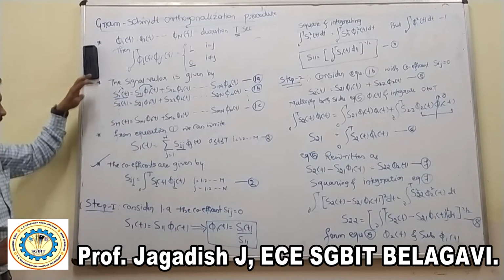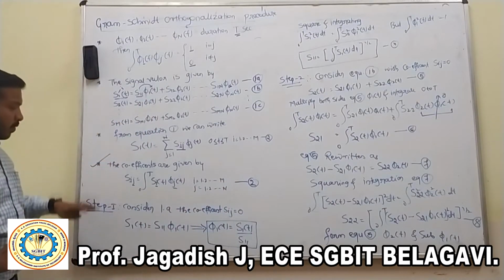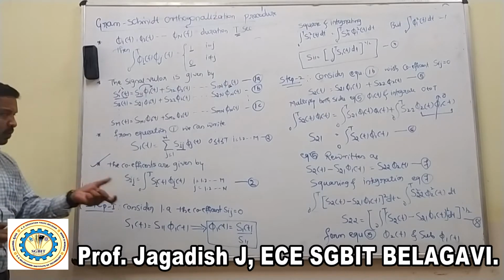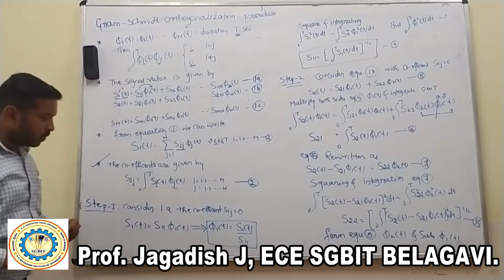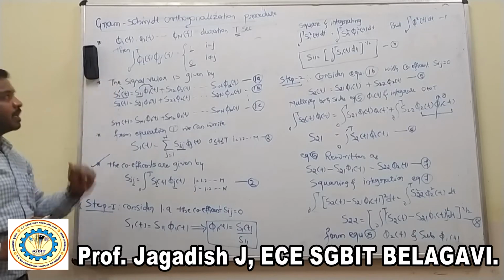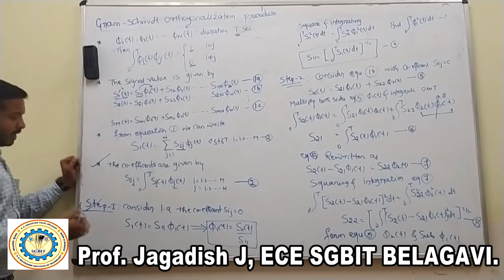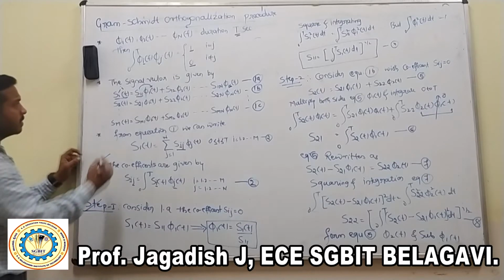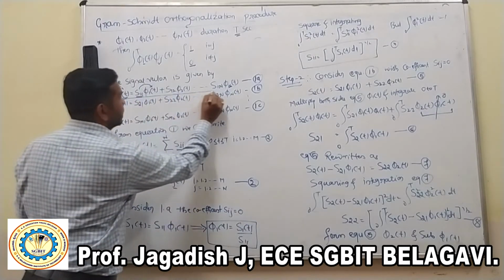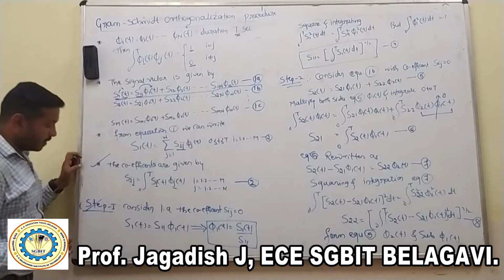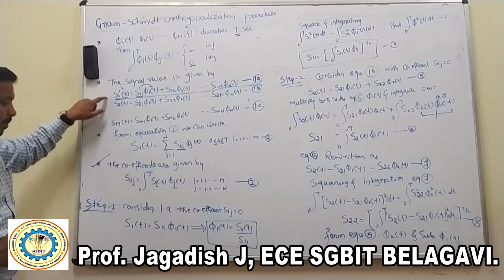Okay. So after defining the coefficients, we have to consider step number 1. Means we have to define the orthonormal basis function, the Gram-Schmidt orthonormalization procedure. First we go to step number 1. So what happens in step number 1? We have to consider equation 1a, so it means this equation.